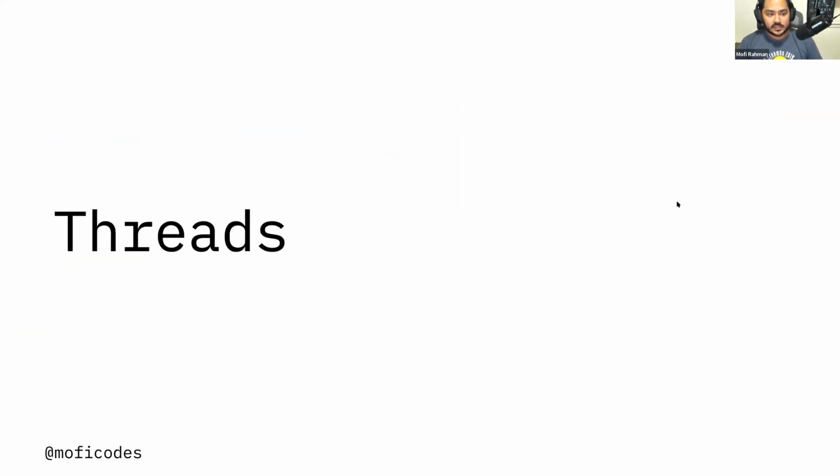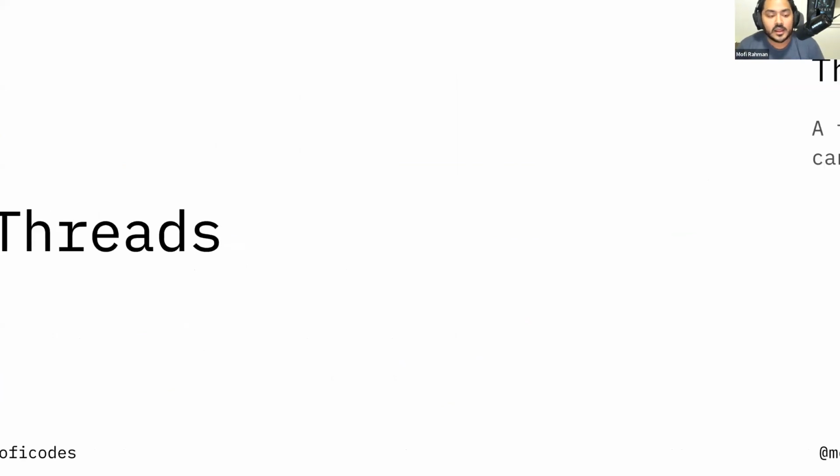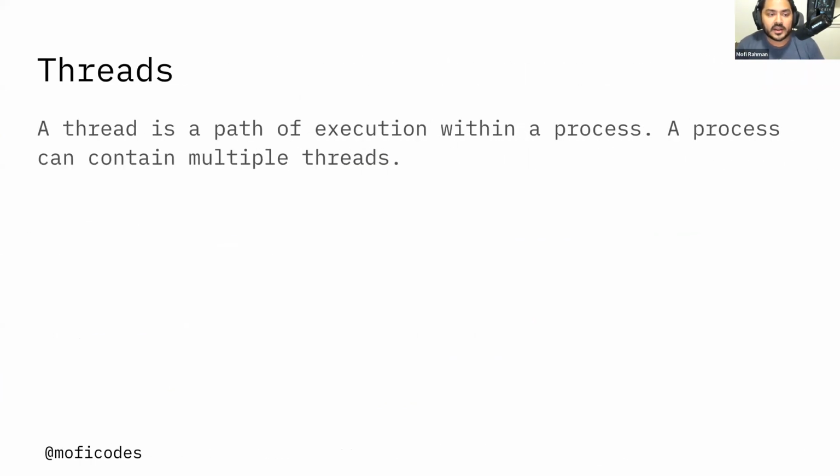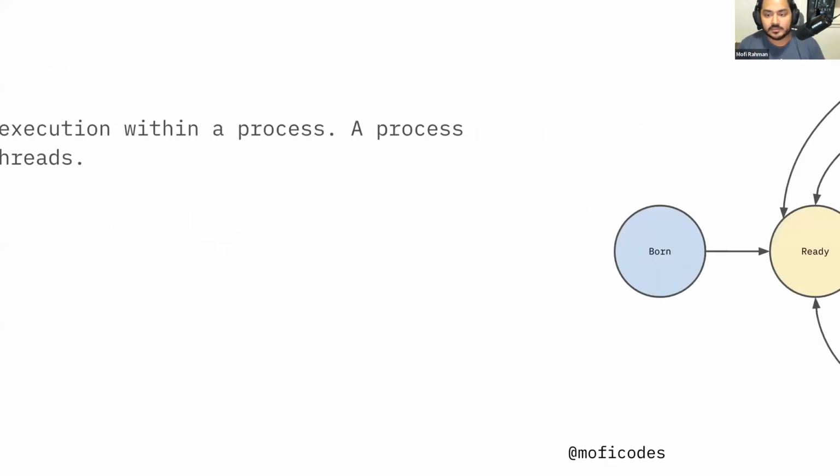Within processes, you have something called threads. So you can have a lot of threads in these modern machines, but the threads are still limited. It has to be created. It's a pretty heavy operation. So a thread is a path of execution within a process. A process can have multiple threads.